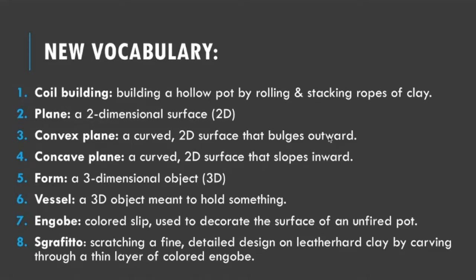Term number 6 is vessel. A vessel is a 3D object meant to hold something. And you've made vessels already too. Your animal lidded jar was a vessel that you could hold your pocket change or your jewelry or a plant. And so again, we've made vessels already, but we haven't really used that word. Now we just want to use that more sophisticated language. We're creating coiled vessels that are going to be vases that will hold flowers.